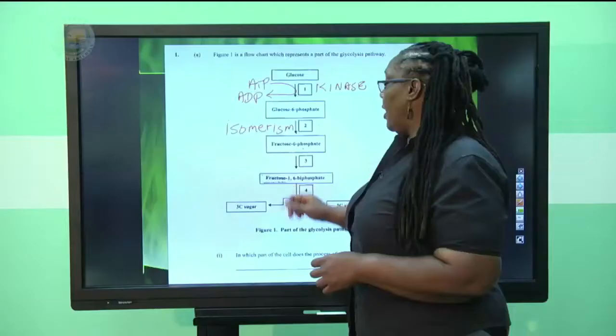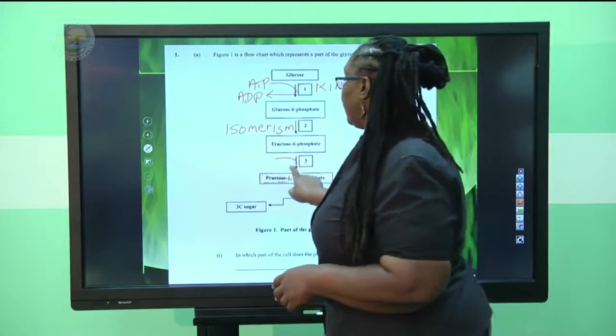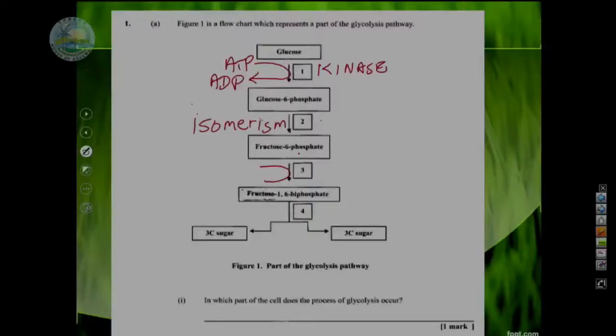Then from here to here, there's another kinase involved. So just like you have up here, you're going to insert the same answer at this point. A kinase is involved, and the molecule is being phosphorylated. And then at 4, the molecule is being split from a 6-carbon molecule to two 3-carbon molecules.